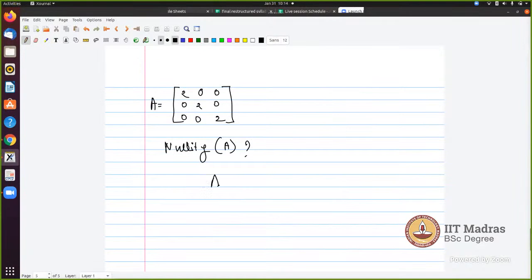Because what I have to do again is find the solution space like this, right? So I am doing the row operation here.